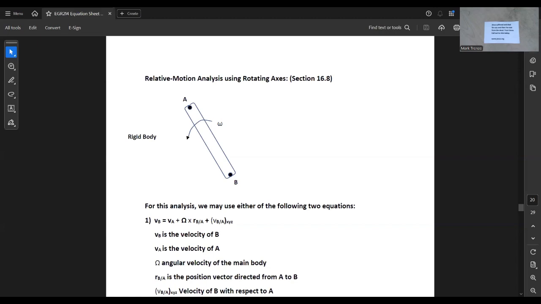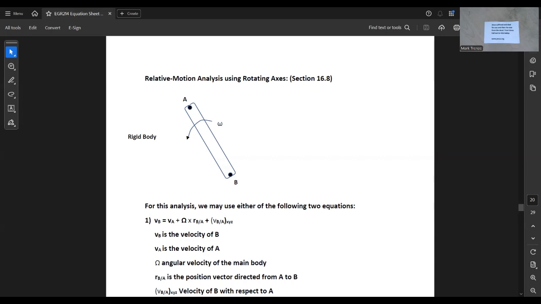And if you're using Hibbeler's book on dynamics, this is section 16.8. Hibbeler has a great book on dynamics, section 16.8. Now, this analysis involves having a rotating system and then other objects moving on that rotating system. And I'll just briefly show the equations here.